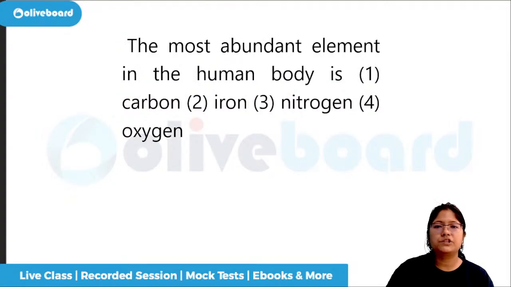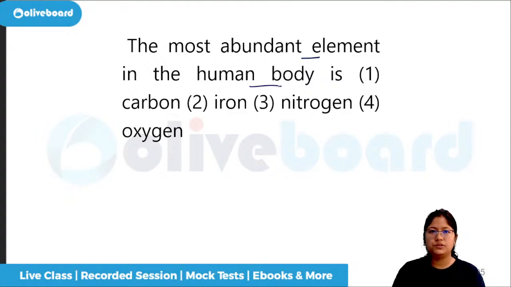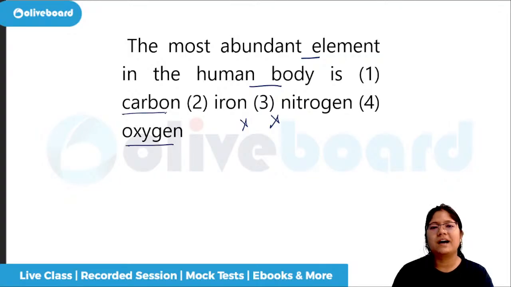All right, next question. The most abundant element in the human body is nothing but, multiple times I have said, carbon and water. We are nothing but carbon and water. So that removes at least iron and nitrogen. You are left with oxygen and carbon. So which is more in the human body? Which is most, carbon or oxygen? No, nitrogen is anyhow eliminated, no?